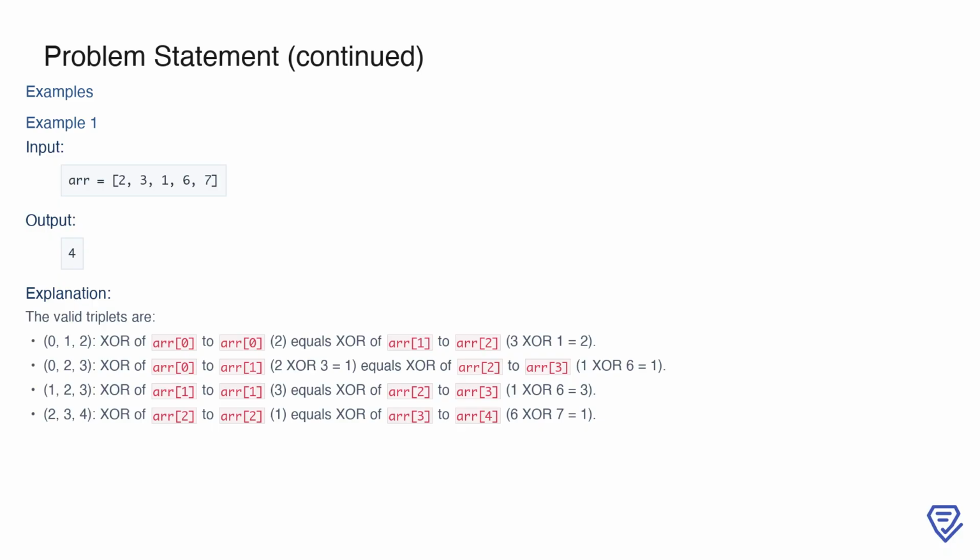Similarly, the triplet (0, 2, 3) works because the XOR of indices 0 to 1 is 2 XOR 3, which equals 1. And this matches the XOR of indices 2 to 3, which is 1 XOR 6, also 1. The remaining valid triplets are (1, 2, 3) and (2, 3, 4), and each satisfies the XOR equality condition. This example demonstrates how to verify the condition for each triplet.